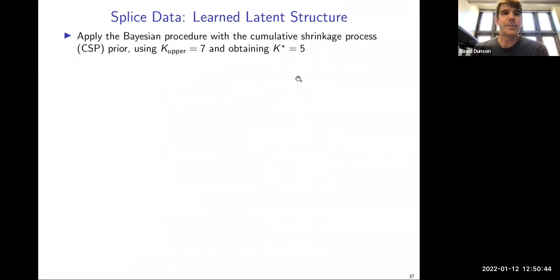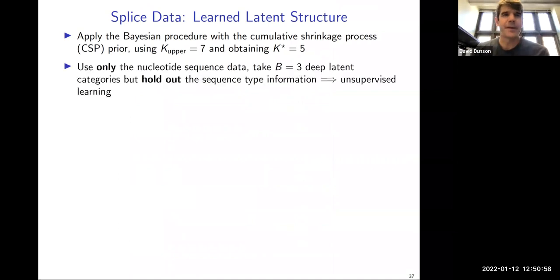So we applied our Bayesian procedure with the cumulative shrinkage process prior, and we obtained 5 binary indicators. That's the alpha level of our Bayesian pyramid. We use only the nucleotide sequence data, and we take 3 layers. I should say that in separate results not presented here, we also inferred B, and we inferred B to be 3. So if you learn B, it's 3.